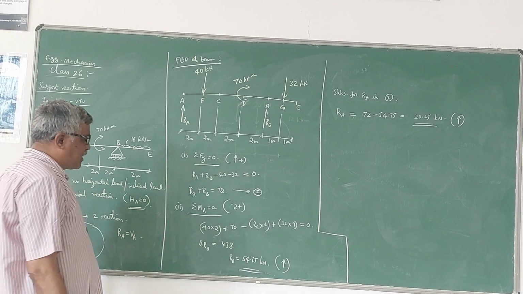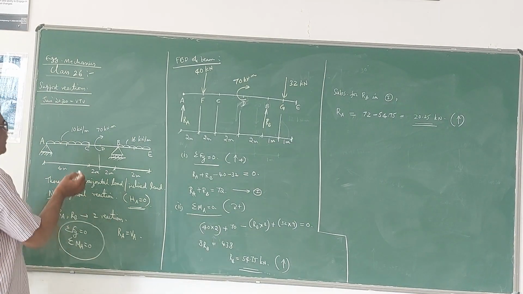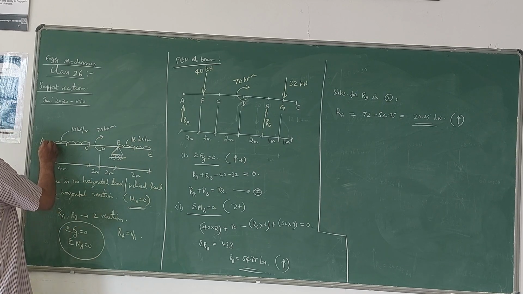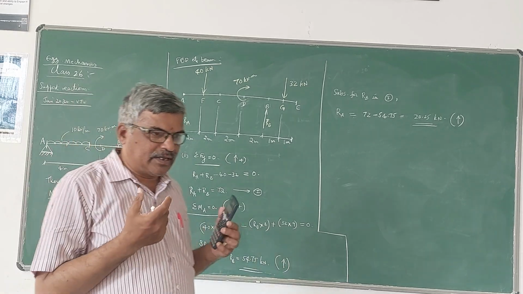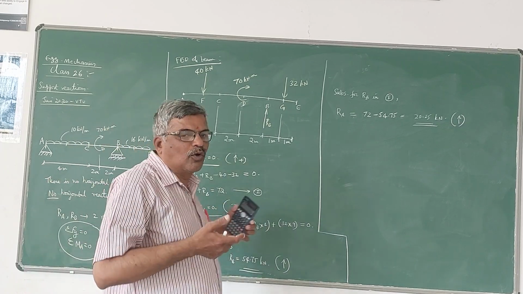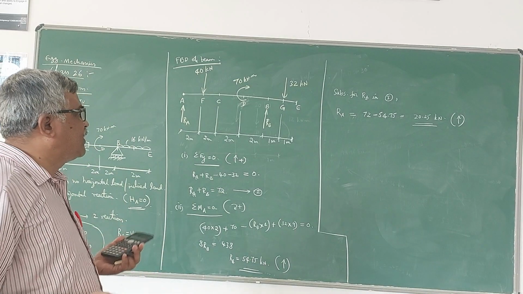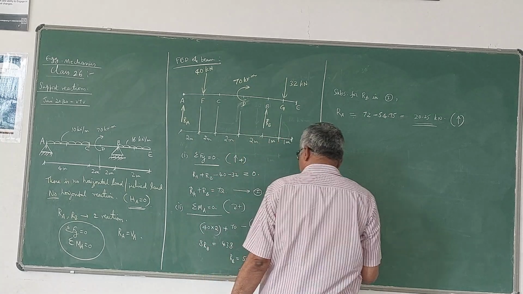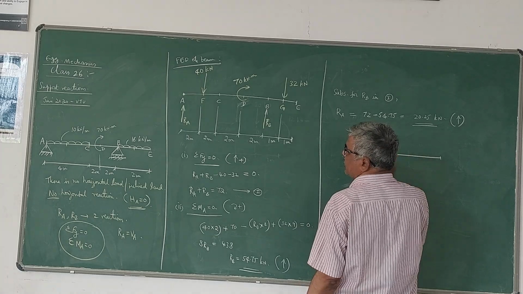So please note that here RA is less than RB. The reason I have told in the last problem also. Near support B, we have more loads acting, whereas near support A, there are fewer loads. Therefore, the reaction will be more at the support which is subjected to more load. So that means near that support, if you have more intensity of load, definitely the reaction will be higher at that support.